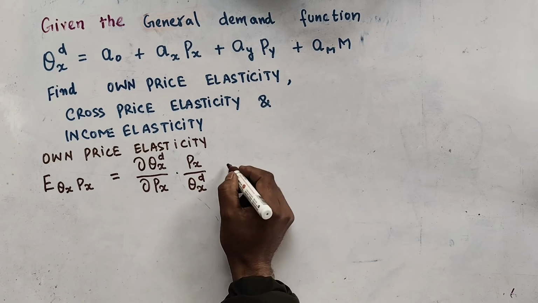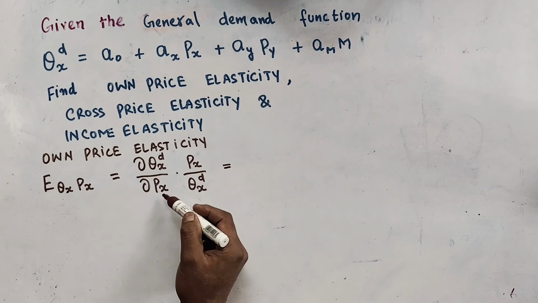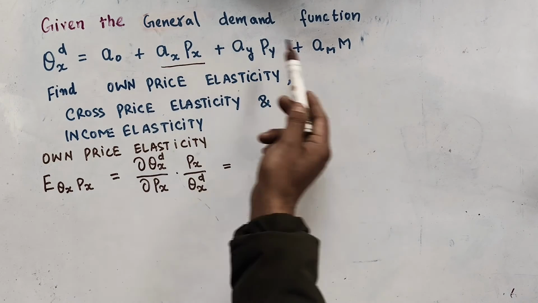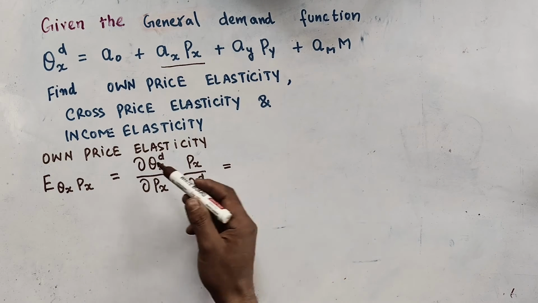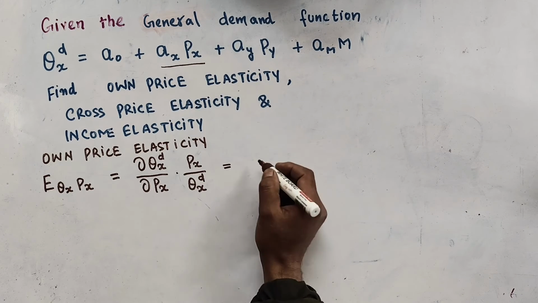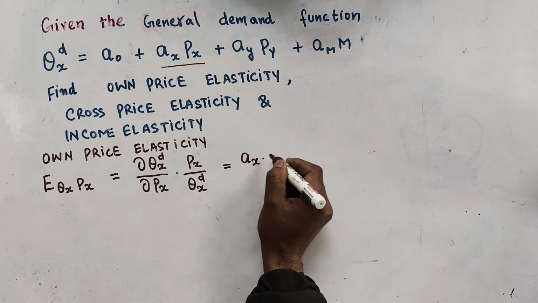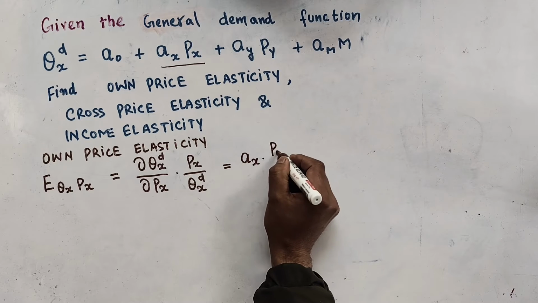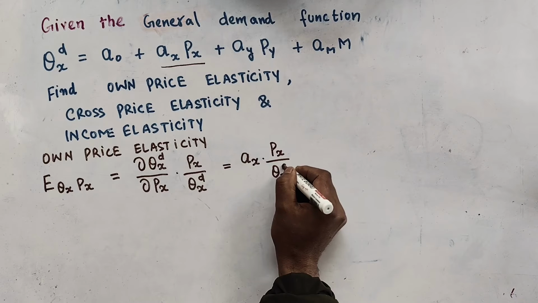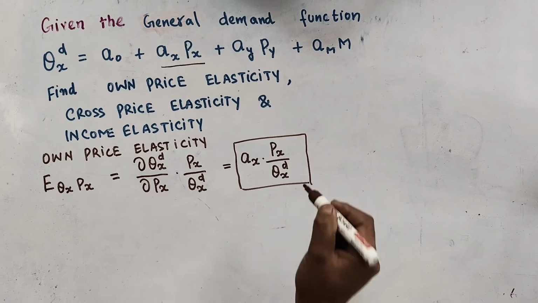It will be equal to, now what is this? This is the partial derivative of this demand function with respect to Px. Px is in the second term, all other terms will vanish because we are taking partials with respect to Px. Derivative of Px is 1, so we are left with Ax times Px upon quantity demanded of good X. This will denote our own price elasticity.